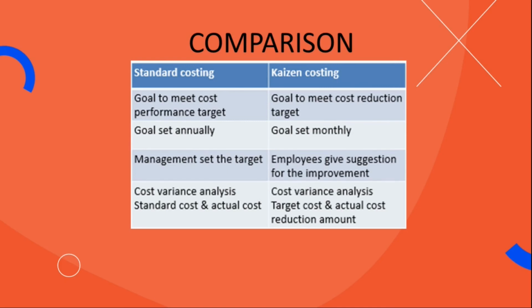Next, for the standard costing, management set the target, while Kaizen costing, employees give suggestion for the improvement. For the cost variance analysis for standard costing is standard cost versus actual cost, and for the Kaizen costing, target cost versus actual cost reduction amount.